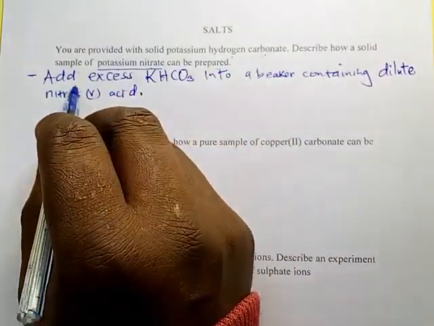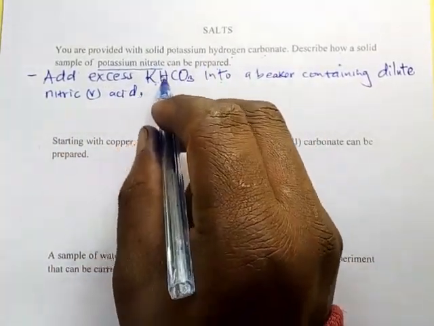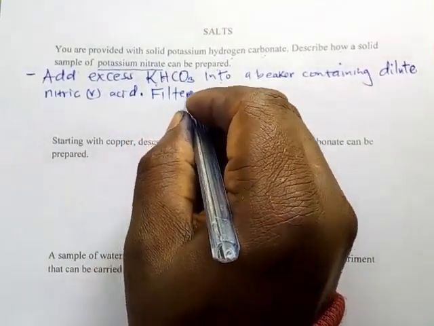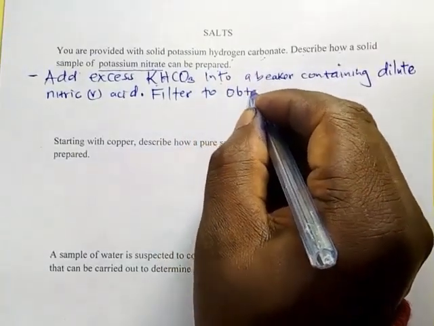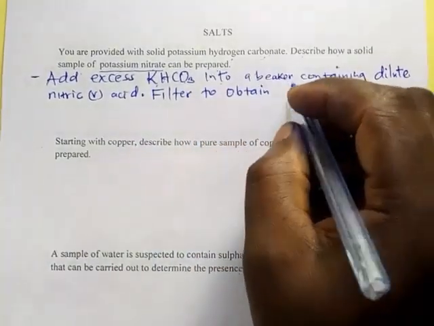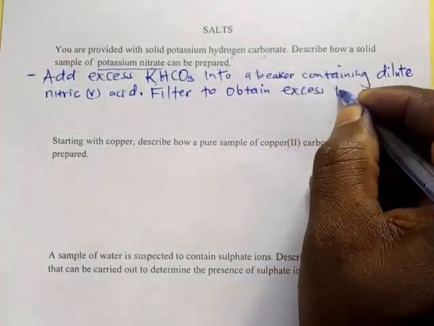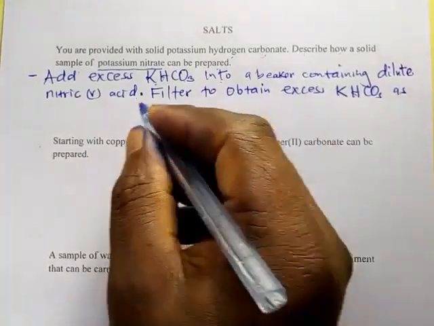Because you have added potassium hydrogen carbonate in excess, you have to filter so that you can remove the excess. So the next step is to filter to obtain excess potassium hydrogen carbonate as the residue.